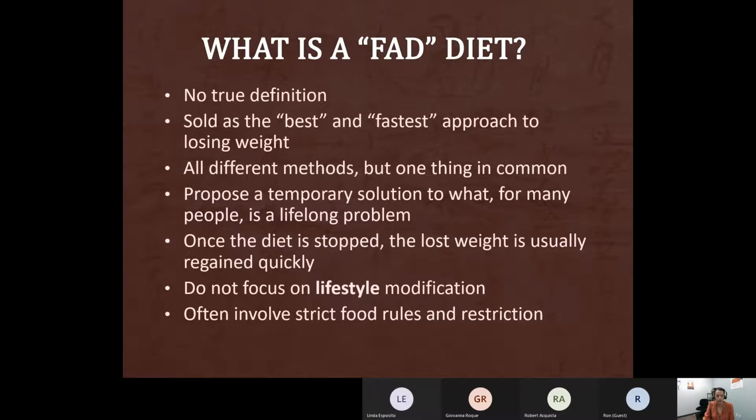And they really don't focus on lifestyle modifications. They don't think about behaviors or your relationship with food, emotional eating, meal timing, anything of that nature. And it does often involve strict food rules and possibly restriction of different food groups.